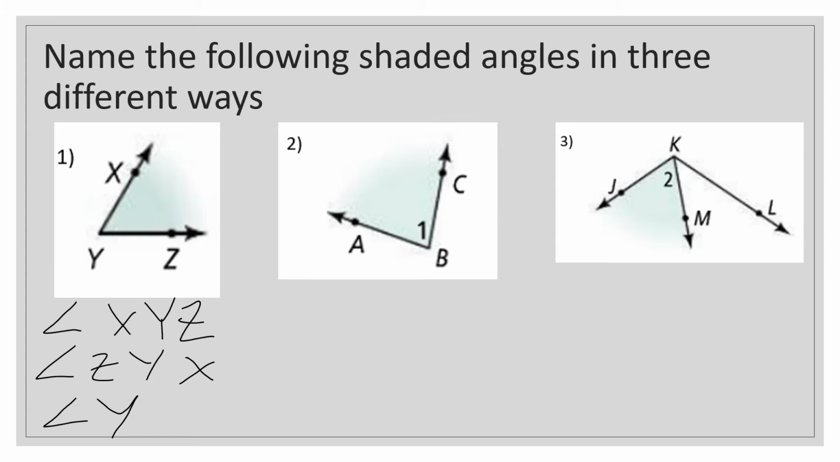For number 2, you could have any of these answers. You could have angle ABC. You could have angle CBA. You could have angle 1, or you could have angle B.